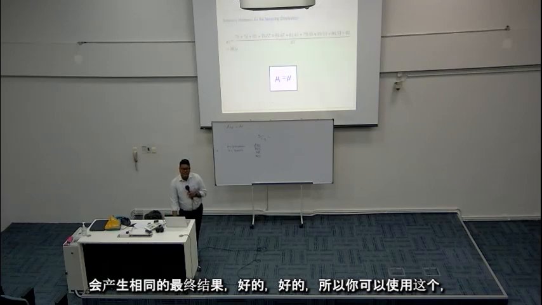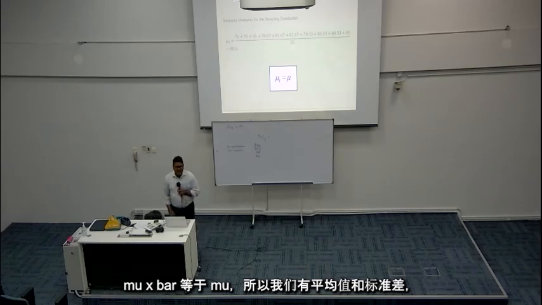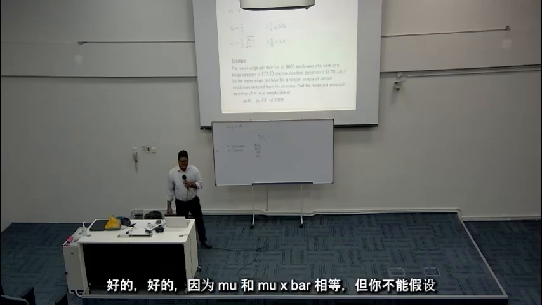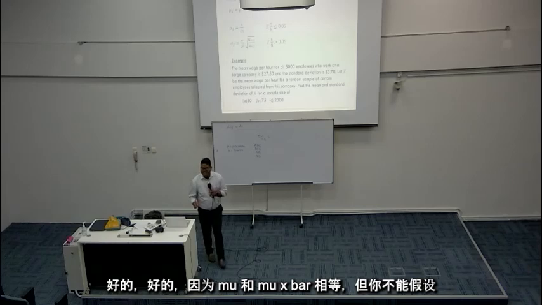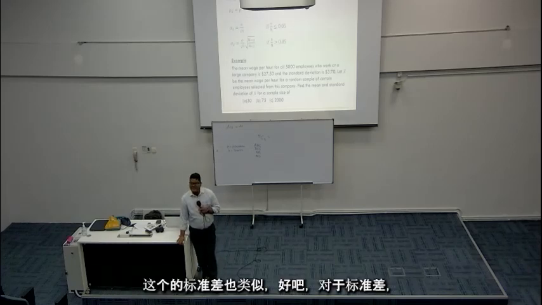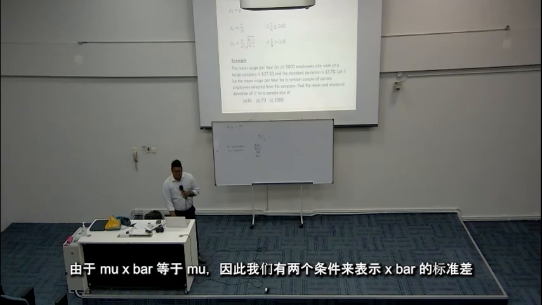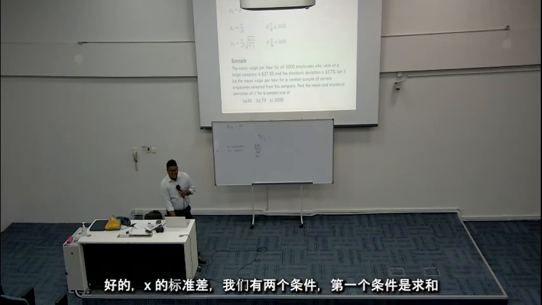So this one you can use mu S bar is equal to mu. Alright, so we have the mean and the standard deviation. Since mu and mu S bar are equal, you cannot assume that the standard deviation is also similar. For the standard deviation of S bar, we have 2 conditions.